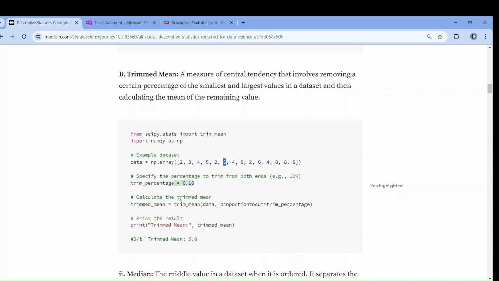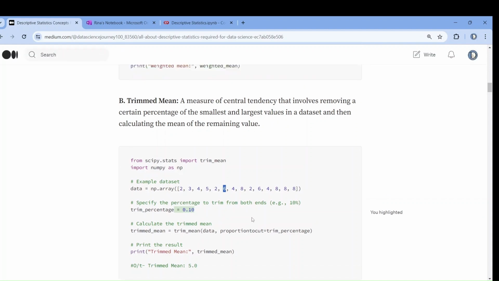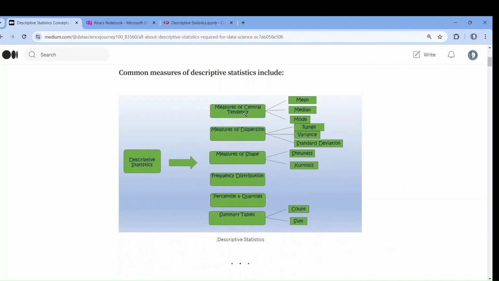Okay, for that you have to call the trim mean function and pass these parameters. Simple. So we have completed the measures of central tendency, mean value.